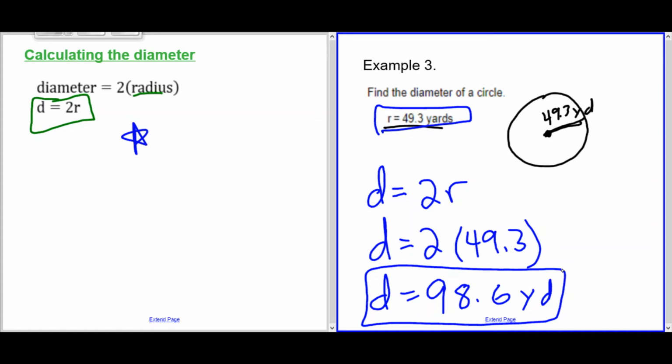So basically what this will give you is this whole line. So I'm going to sketch this blue line in here. This blue line would be 98.6 yards.